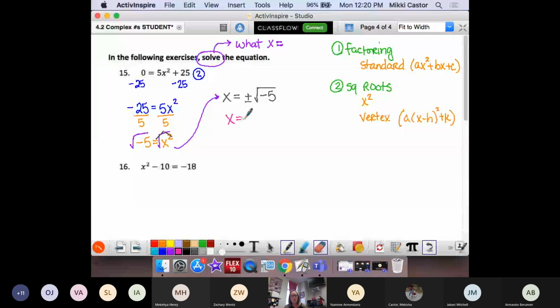So x would equal plus minus. We know the negative under the square root would be the same thing as negative 1 times 5, and we know the square root of negative 1 is i. And 5 is a prime number, so the square root cannot be taken or simplified. We would just leave it as the square root of 5. It's not a pretty solution, but it's still a solution. And those are our two solutions, positive i square root of 5, negative i square root of 5.